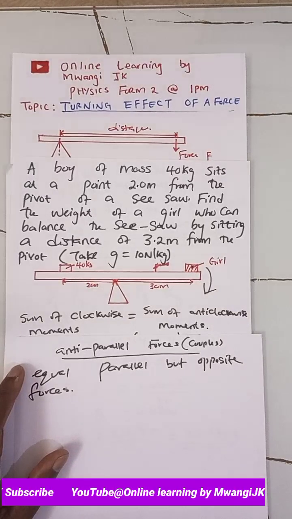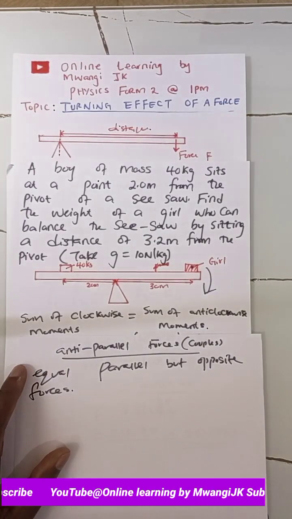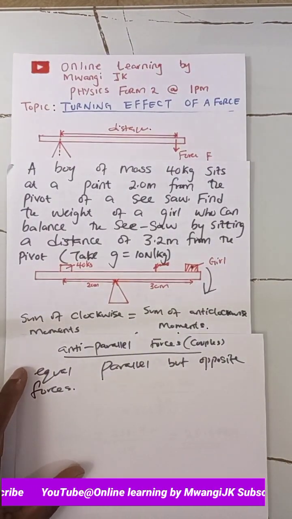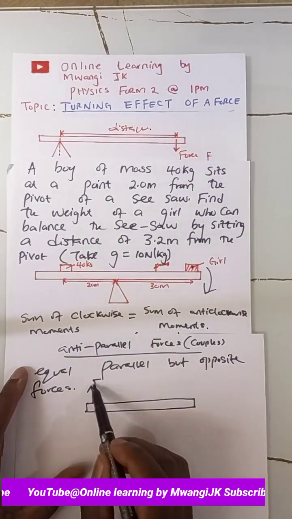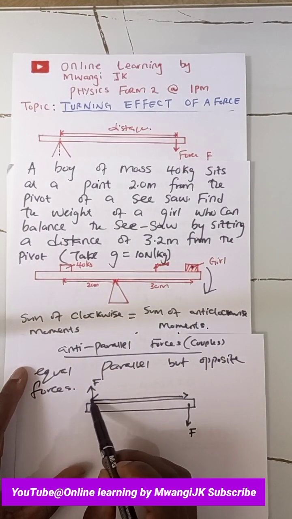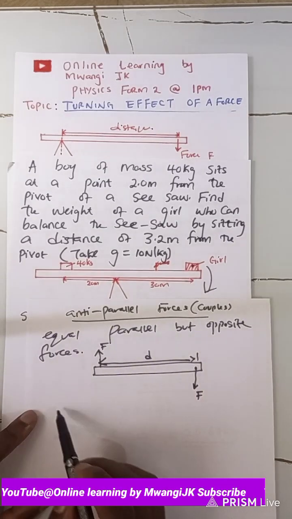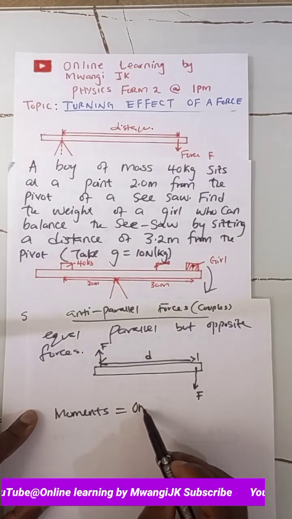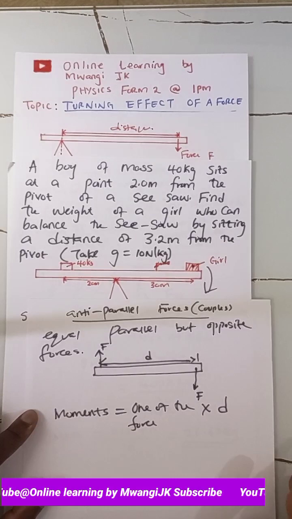So when you talk about equal and parallel opposite forces, it means the total moment of antiparallel forces is the product of one of the forces and the perpendicular distance between the forces. So if we have such a case, and we have a force F and another one here, so this is the distance between the two antiparallel forces. So the moment of antiparallel forces will be one of the forces times the separating distance between the two forces.